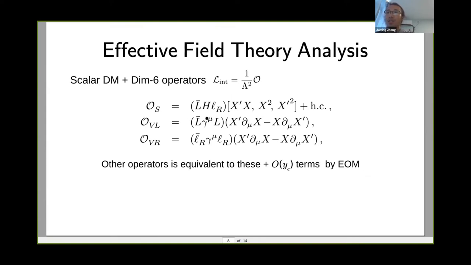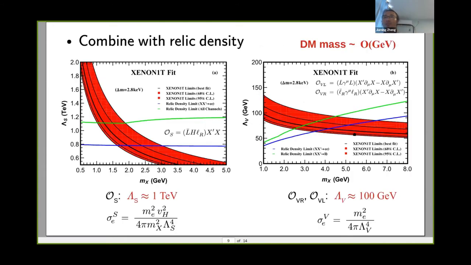The first one is just a scalar contact interaction. And the second and the third one are vector interactions that couple to the left-handed lepton doublet or just the right-handed lepton. So the first thing we check is the combination between the xenon one-ton excess rate with the relic density. We found that in both cases, the dark matter mass must be around the order of 1 GeV. And for the scalar contact interaction, the cutoff scale must be around 1 TeV. And for both of the vector type interactions, the cutoff must be around 100 GeV.